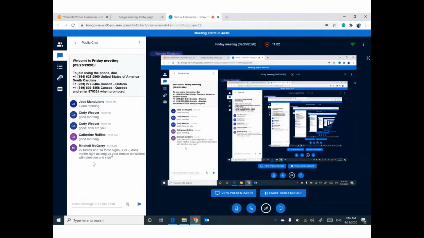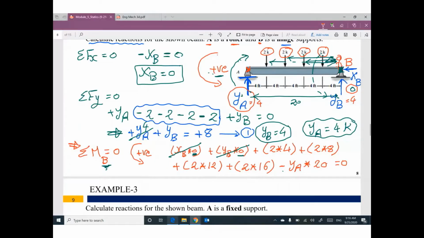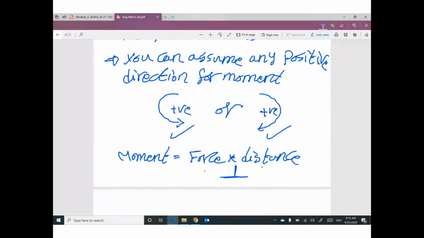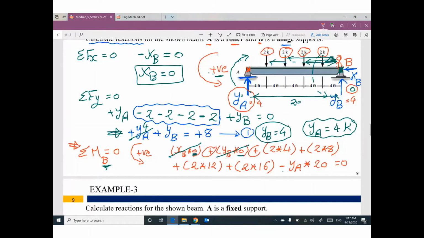Two kip forces and YA forces, sign positive or negative, do not matter, right? As long as you remain consistent. Yes, yes. Go ahead. As I told you before starting, go ahead and assume and be consistent with your assumption during the problem. If anybody assumes this direction, another student assumes this direction, both of you will get the same answer at the end. Probably with different signs here. These signs will be different between you and the other student, but finally, your final answer will be the same.